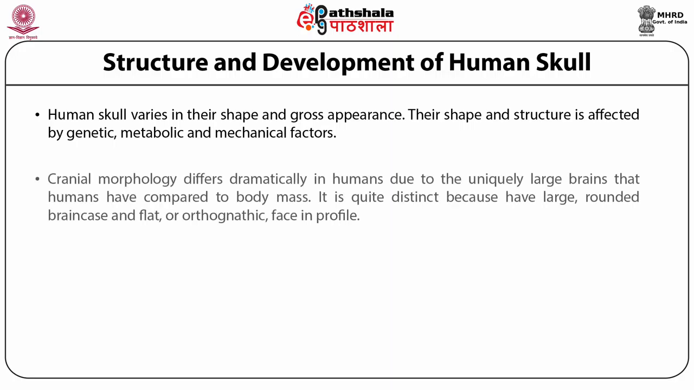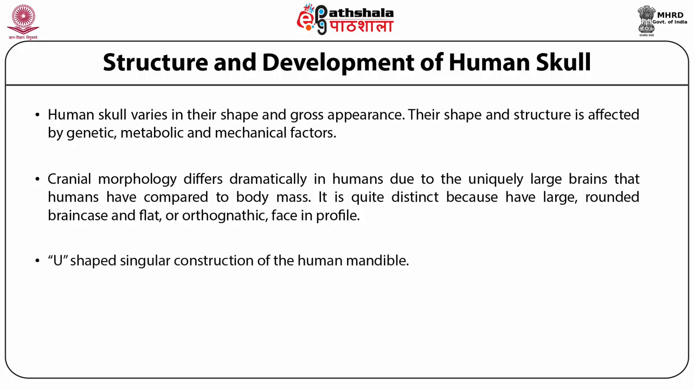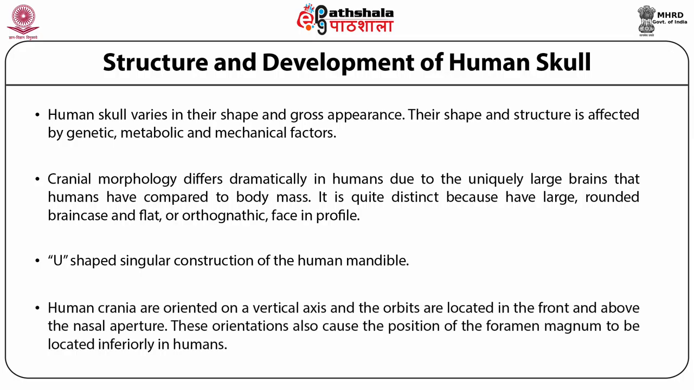Now, first, cranial morphology differs dramatically in humans due to the uniquely large brains that humans have compared to body mass. It is quite distinct because it has a large, rounded brain case and flat or orthognathic face in profile. Then comes the U-shaped singular construction of the human mandible. Then human crania are oriented on a vertical axis, and the orbits are located in front and above the nasal aperture. These orientations also cause the position of the foramen magnum to be located inferiorly in humans.